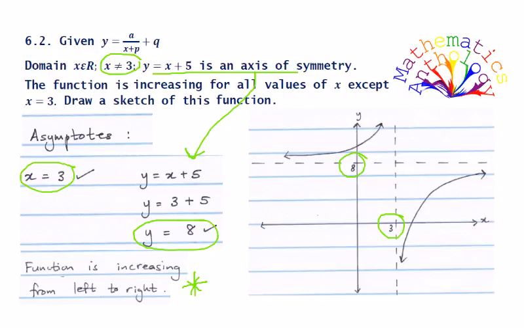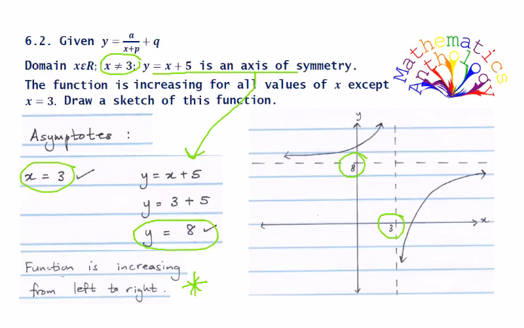Draw a sketch of this function. Right, when you're drawing a hyperbola, you need two asymptotes. One is your x is equal to something, and the other one is your y is equal to something. We already know that our one asymptote is x is equal to 3. To get our other asymptote, we're going to use that asymptote with the axis of symmetry. So into our axis of symmetry, we'll substitute x is equal to 3. We'll get y is equal to 3 plus 5. So our other asymptote will now be y is equal to 8.